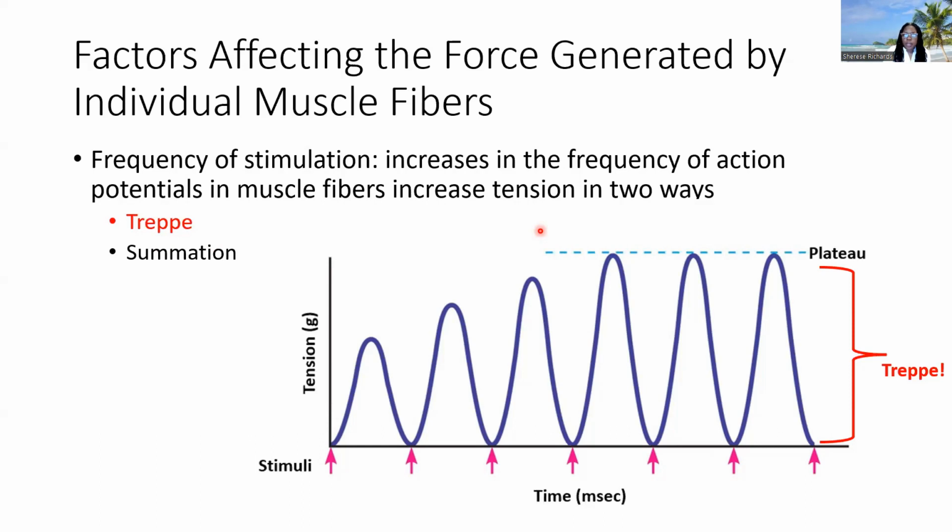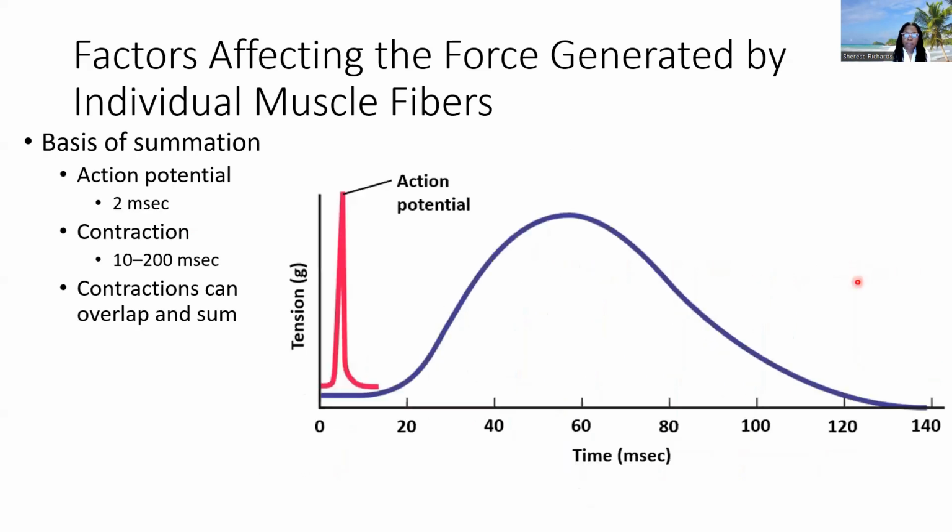One is treppe. If we increase how fast we are firing action potentials, we will increase the amount of force until we have maximized the force generation for that muscle.